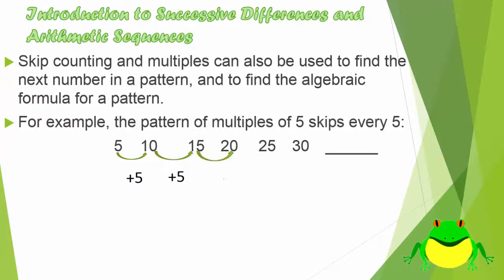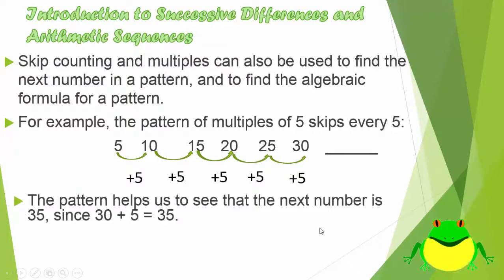So here we have 5, 10, 15, 20, 25, and 30. And as you see, 5 to 10, we have to add 5. 10 to 15, we have to add 5. 15 to 20, we have to add 5. 20 to 25, we add 5. 25 to 30, we add 5. So the pattern helps us to see that the next number is 35, since 30 plus 5 is 35.